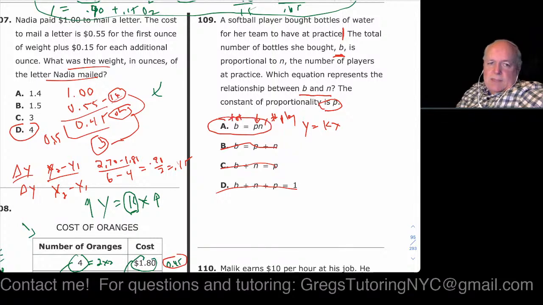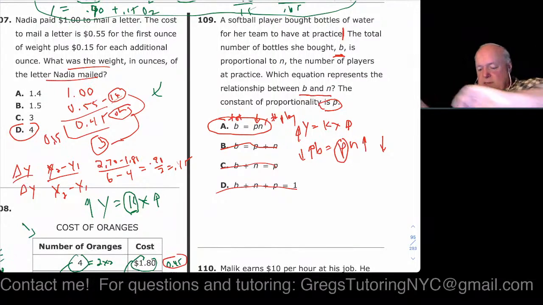Okay? And it tells us B is proportional to N. So remember a second ago I said if we have Y equals KX on the other question, that if X goes up, then so does Y. So we have the same thing here. B is equal to P times N. So if N goes up, then B goes up. If N goes down, B goes down by the same unit rate, which is P. All right, so that's your constant of proportionality.